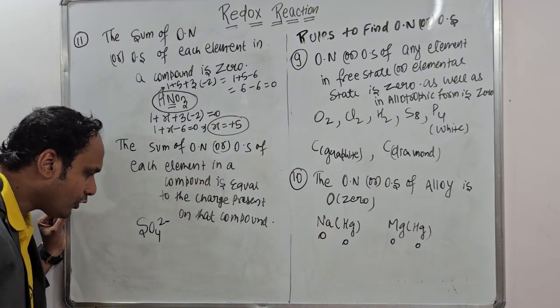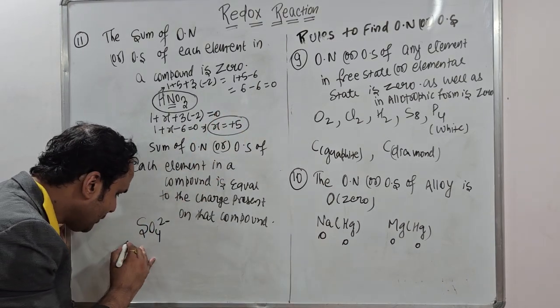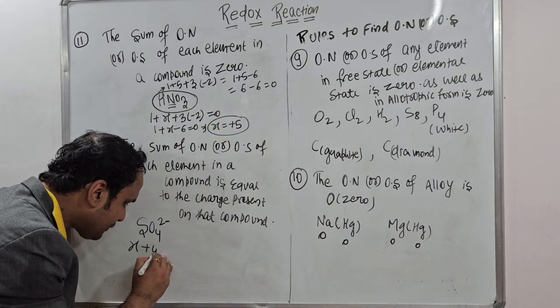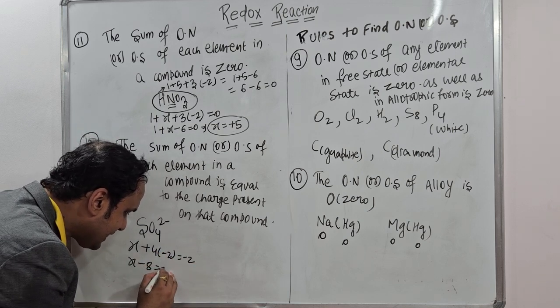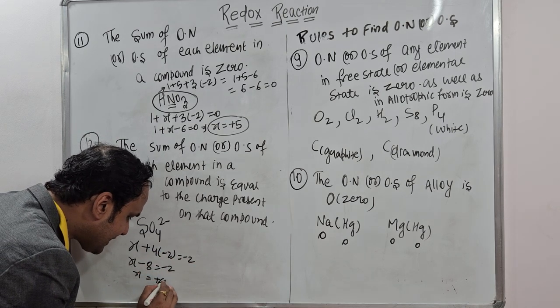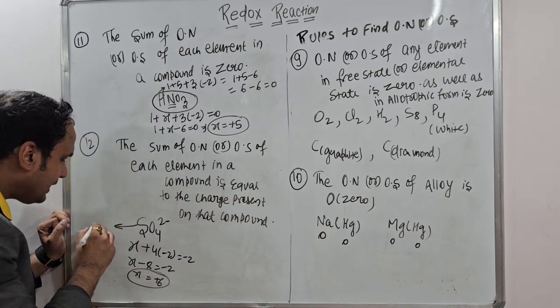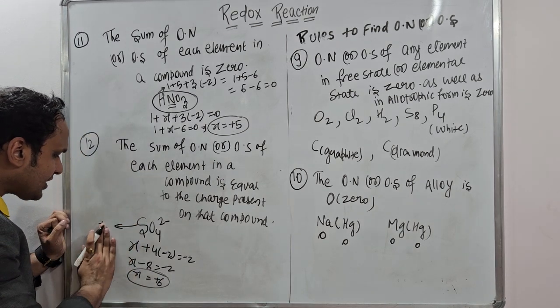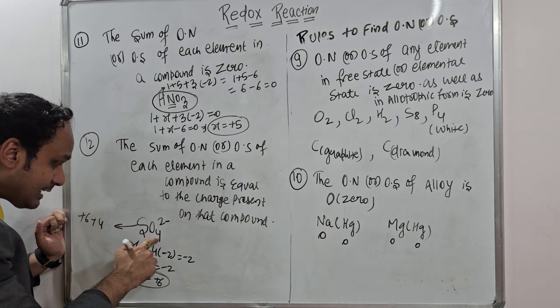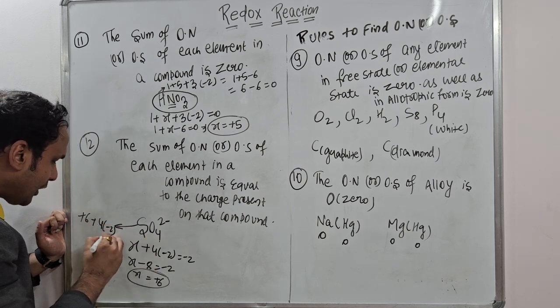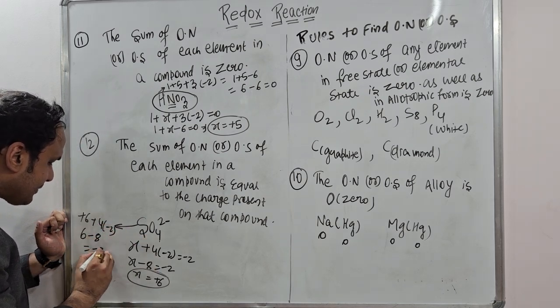Suppose I have taken SO4 2 minus. So first find S. You will say x plus 4 into minus 2 is minus 2. So x minus 8 is minus 2. X you will get plus 6. It means sulfur has plus 6. Oxygen has minus 2. Plus 6, minus 2 into 4, what will you get? 6 minus 8, that is minus 2.